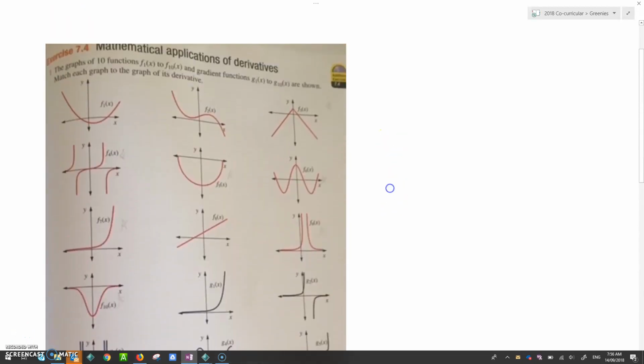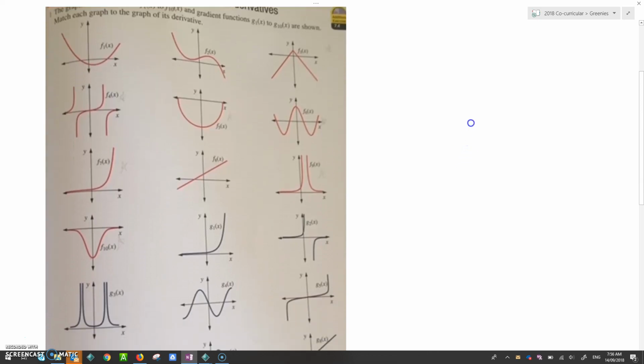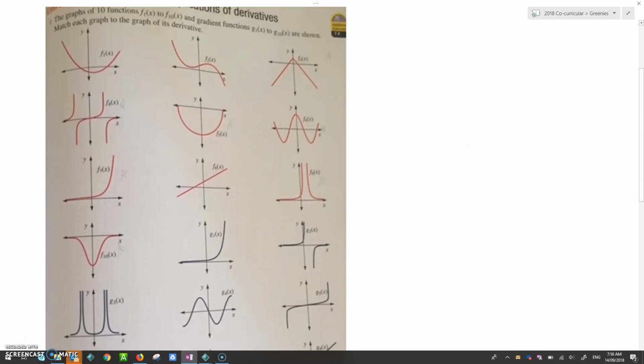Let's have a look at this next video. Match the graphs of 10 functions, f1 to f10, with the gradient functions g1 to g10. Match them up. Okay, let's just pick out some of the easier ones and go from there.